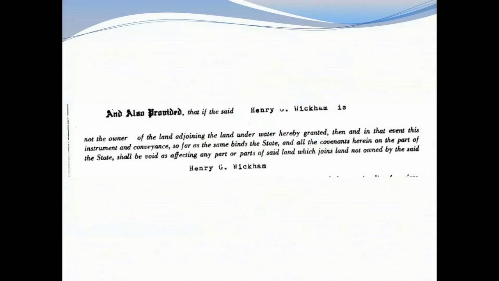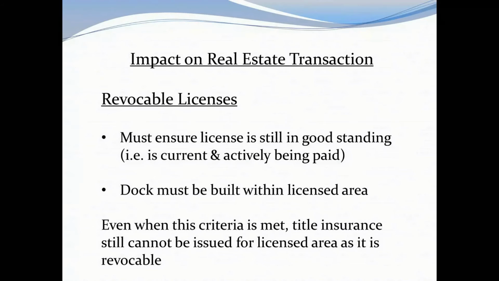This is the verbiage taken directly from one of the Tidelands conveyances that identifies the validity of a grant, that the grantee must be the upland owner at the date of issuance. So you can see here, also provided that if the said Henry Wickham is not the owner of the lands adjoining lands underwater hereby granted, then in that event, this instrument and conveyance, so far as the same binds the state, and all covenants herein on the part of the state shall be void as affecting any part or parts of the said land which adjoins land not owned by the said Henry Wickham. So he has to be the upland owner of any and all portions of the property being conveyed at the date of issuance, or it's void.